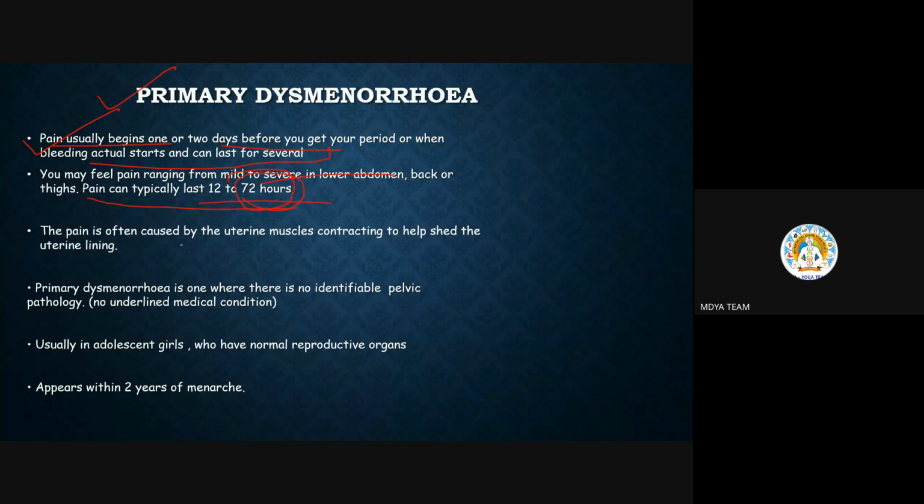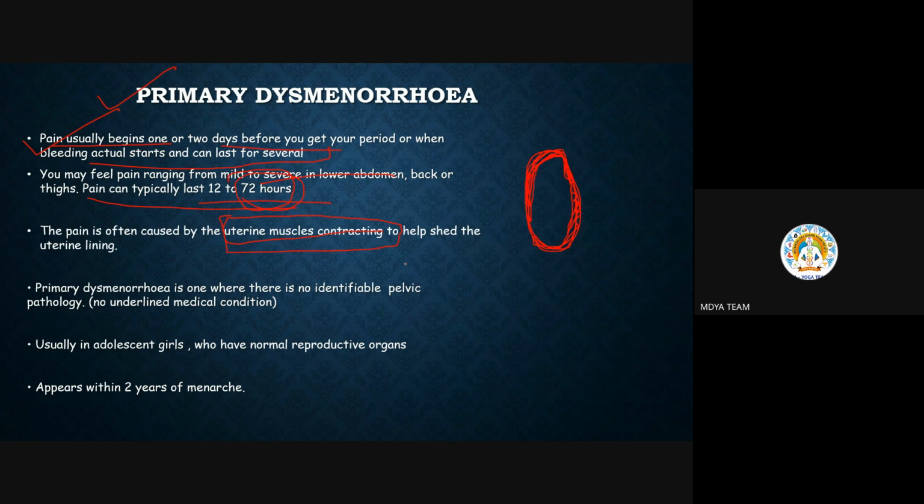The pain is often caused by uterine muscle contraction. Though the exact cause is unknown for these types of diseases, the main thing is uterine contractions. There is a layer inside the uterus. The inner layer of the uterus is called what? Can anyone name it? You have done the reproductive system. Endometrium, the endometrial lining. Okay.